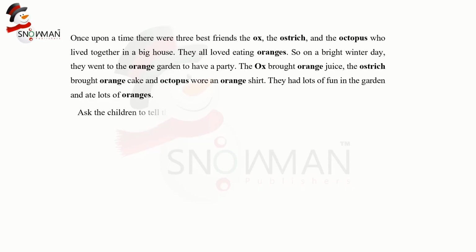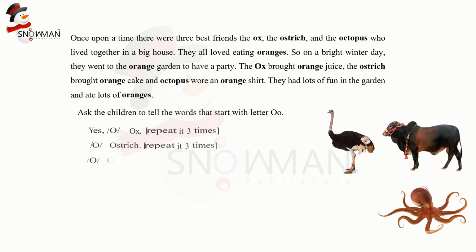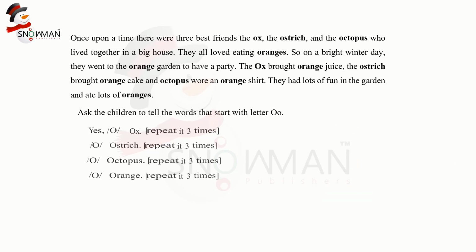Ask the children to tell the words that start with letter O. Yes, O is for ox. Repeat it 3 times. O is for ostrich. Repeat it 3 times. O is for octopus. Repeat it 3 times. O is for orange. Repeat it 3 times. Write the letter O on the writing board.